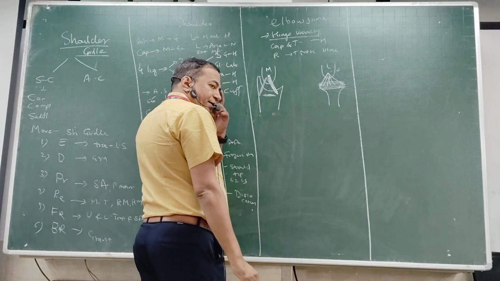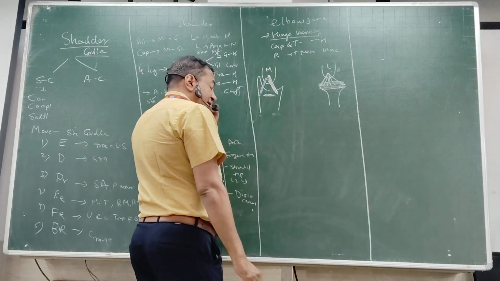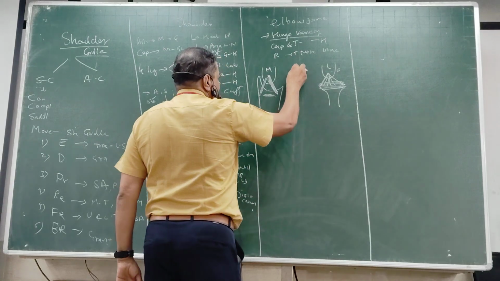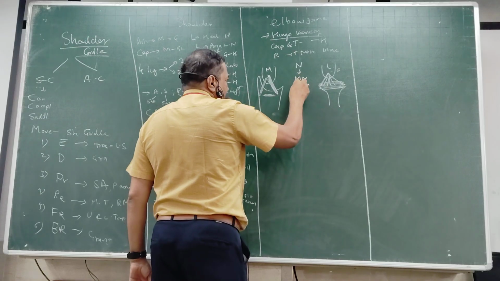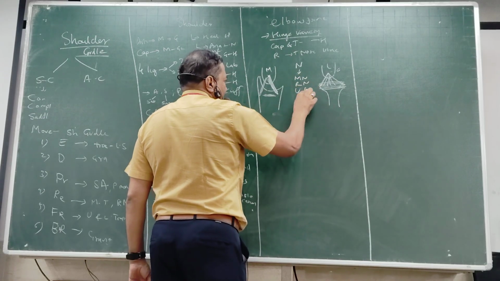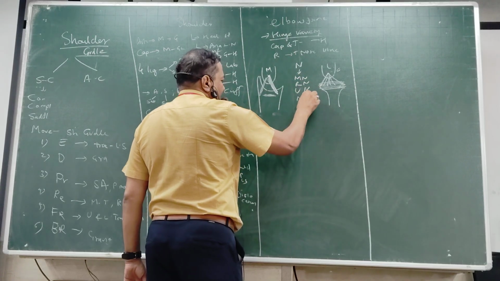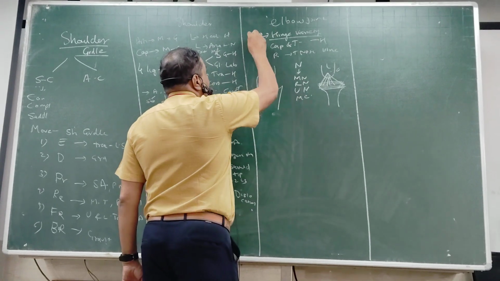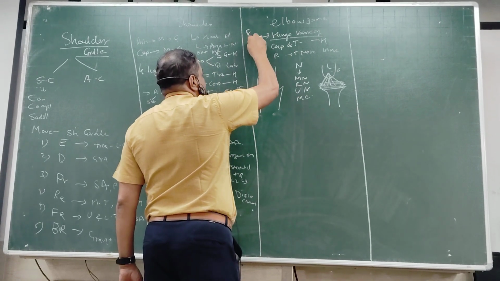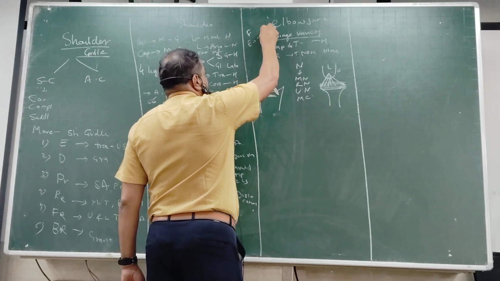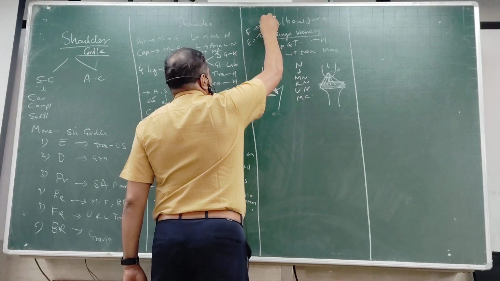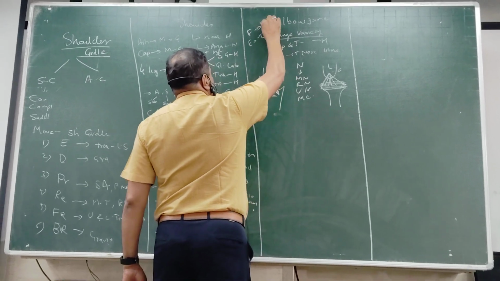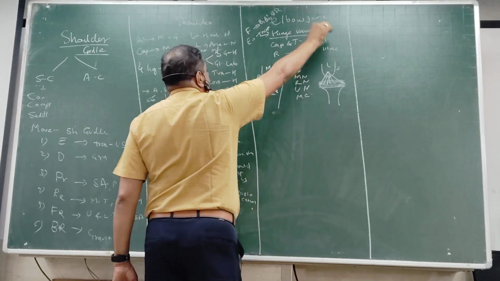Okay. Then its nerve supply is the easiest: all the nerves, median nerve, radial nerve, ulnar nerve, musculocutaneous. Its actions are only two, flexion and extension. Extension is brought about by triceps, flexion is brought about by biceps, brachialis and brachioradialis.